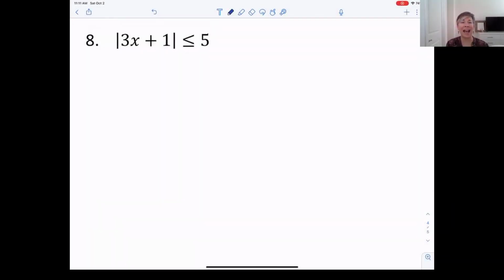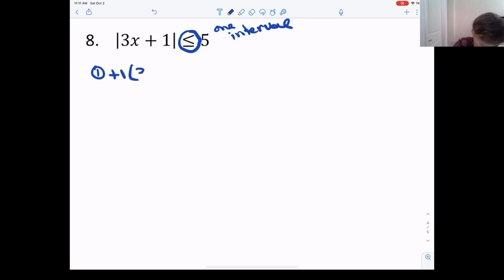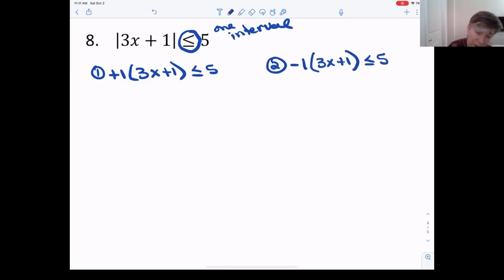In example 8, we have the absolute value of 3x plus 1 is less than or equal to 5. So we're looking at a distance that's small. So this is kind of our hint that we're looking for one interval. So remember, that inside piece could be compared to a positive 5 or a negative 5. So what's inside there could be a positive 1 times the inside, less than or equal to 5. Or it could be the negative version. So we would take negative 1 times the 3x plus 1, less than or equal to 5.